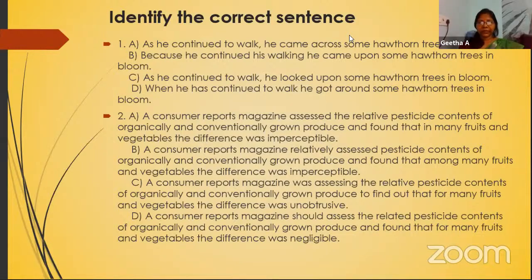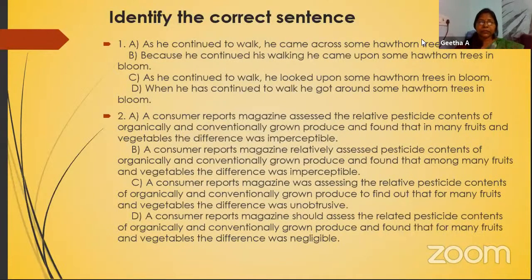So we will just read through the second one. A consumer reports magazine assess the relative pesticide contents of organically and conventionally grown produce and found that in many fruits and vegetables the difference was imperceptible. Okay, so that is the first one. Second one is confusing. I know it is confusing, but let's read it out and try to understand.